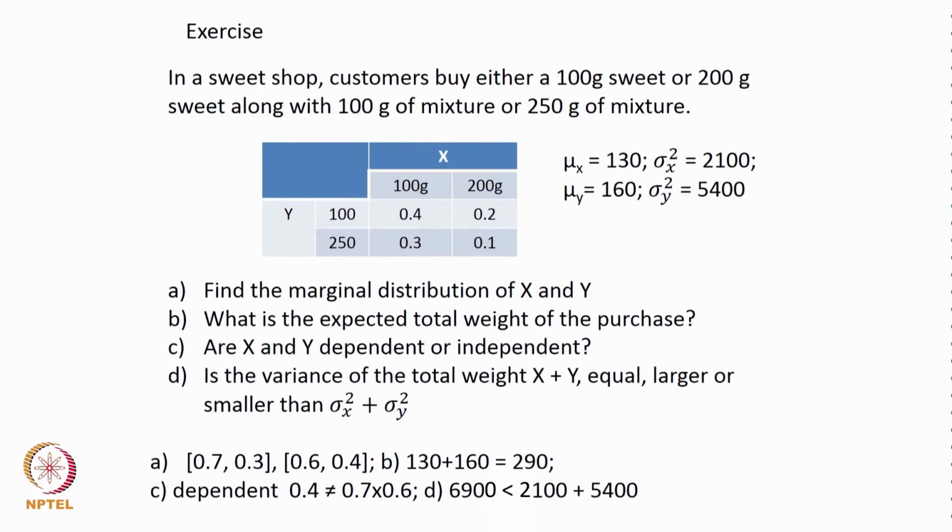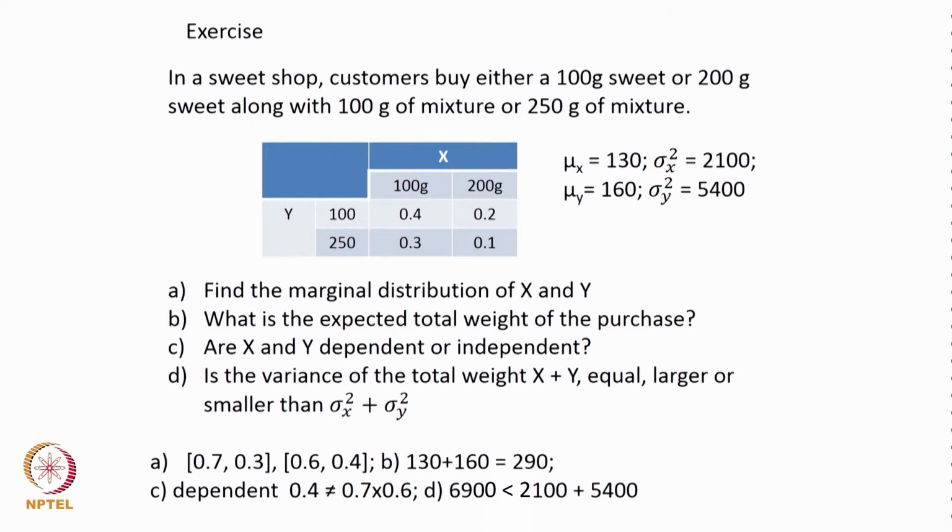Now, let us look at a similar example to understand this further. In a sweet shop, customers buy either a 100 gram sweet or a 200 gram sweet, along with a 100 gram mixture or a 250 gram mixture. The probabilities are given. So, the probability of buying a 100 gram sweet and a 100 gram mixture is 0.4 and so on. Find the marginal distribution of x and y; the table is shown here. What is the expected total weight of the purchase?